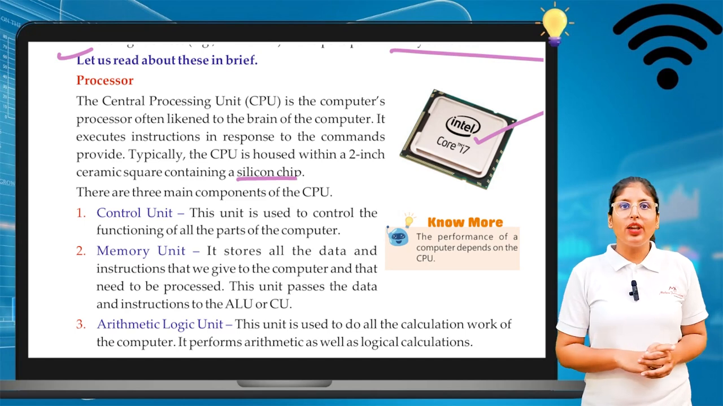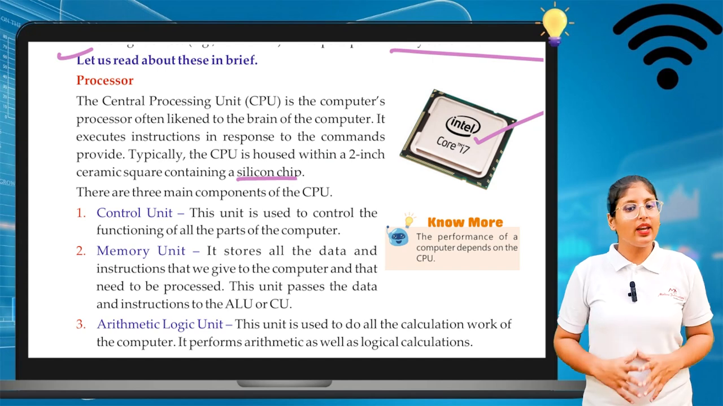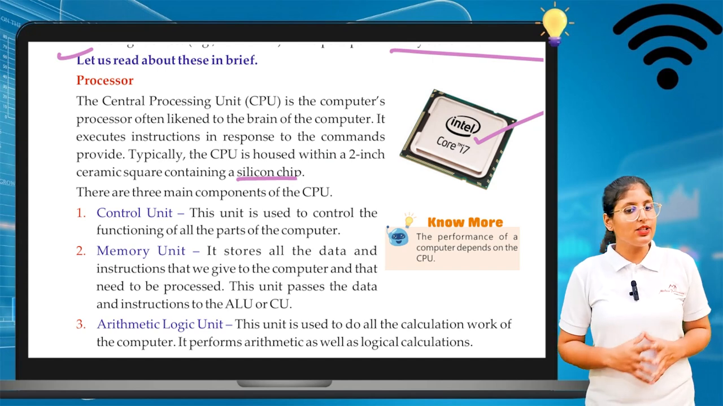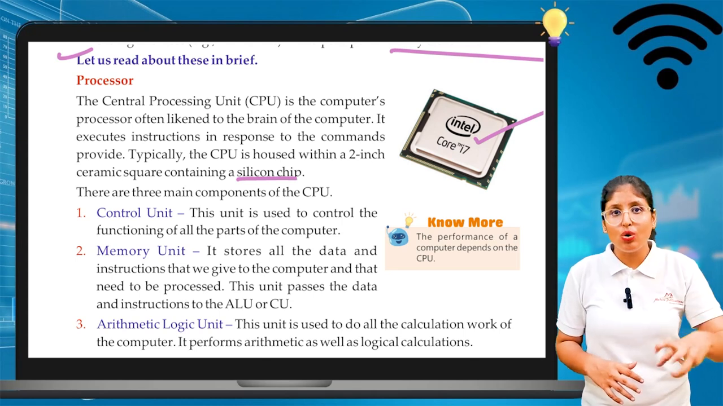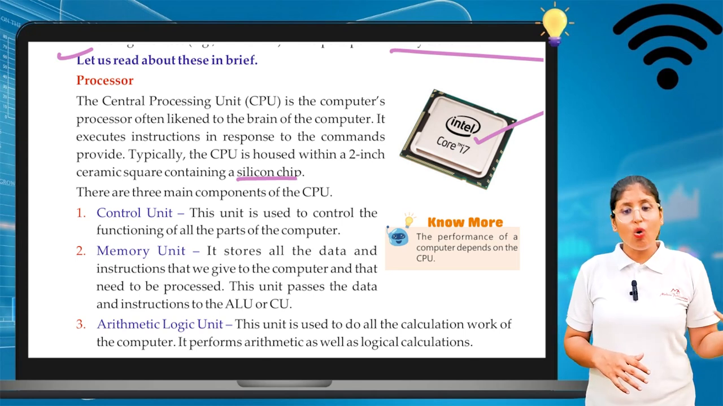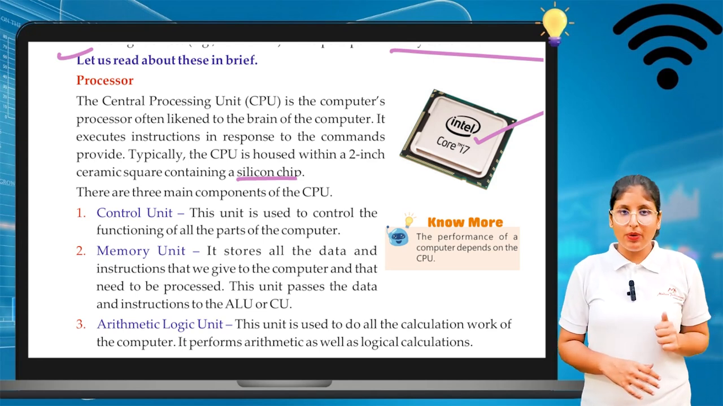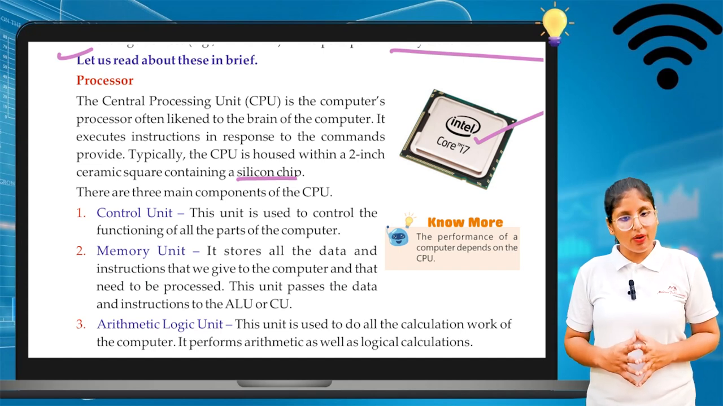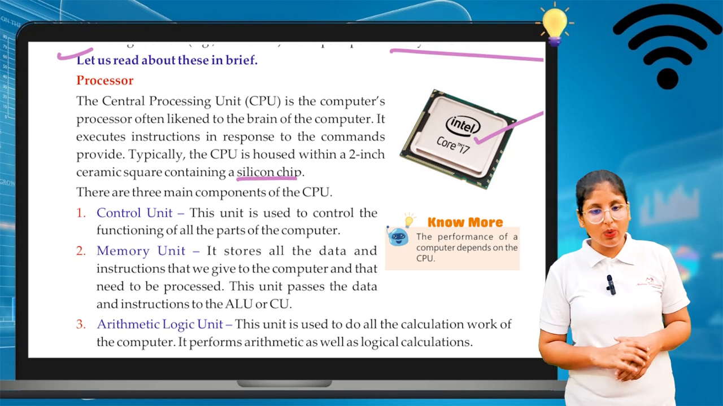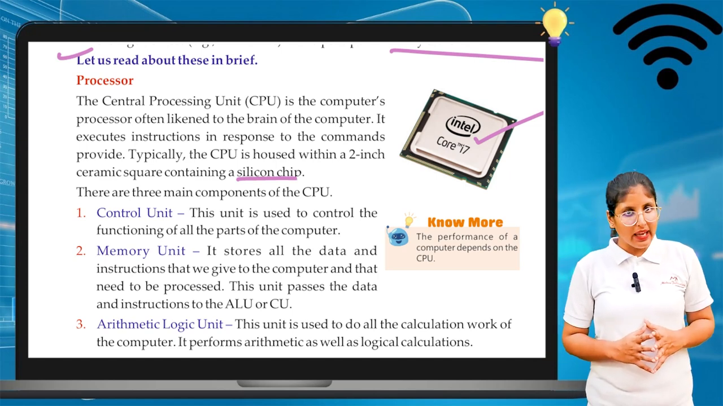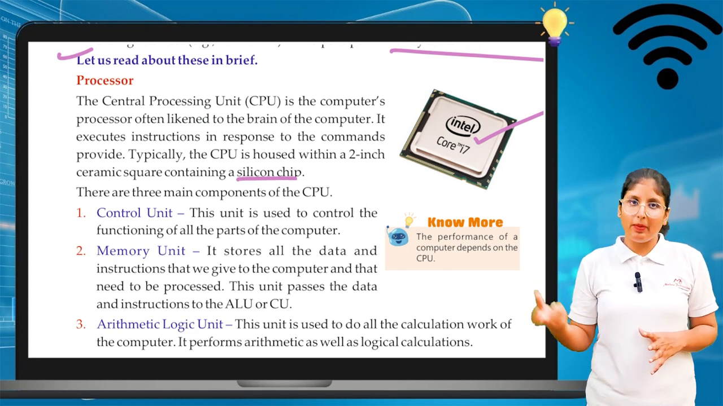Second is memory unit. It stores all the data and instructions that we give to a computer and that need to be processed. So the memory unit has the work of storing all these things. This unit passes the data and instructions to ALU or CU. Okay. So storage is handled with the help of the memory unit.